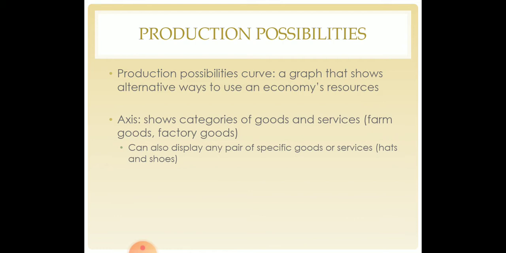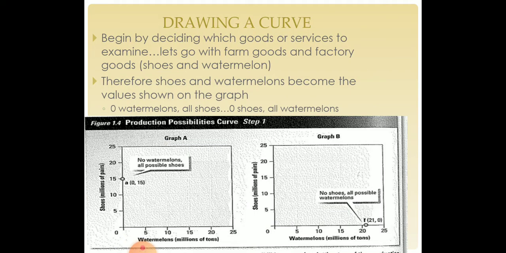So in my graph, I have something called axes that show the categories of goods and services. For example, farm goods and factory goods. They can also display any pair of specific goods or services like hats or shoes. Let's see together. I have here a graph, I have here a curve. We begin by deciding which goods or services to examine. So the first step is to decide which goods or services I will examine.